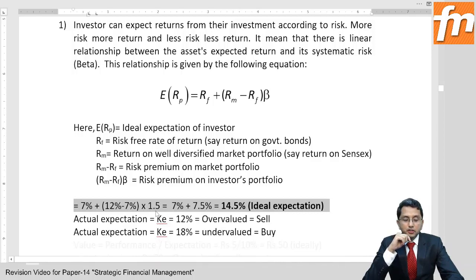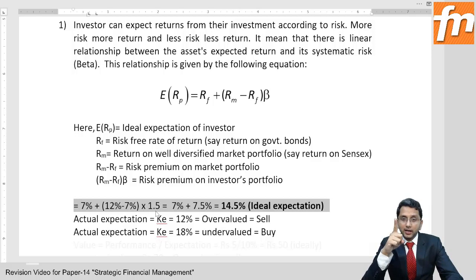multiplied by beta, which is 1.5. What is 1.5? Actually, beta is not a measurement of risk. It is the index of risk. Suppose somebody asks you, what is your height? And you say, my height is 1.2. I say, is it 1.2 feet? You say, no, my height is 1.2 times as compared to your height.